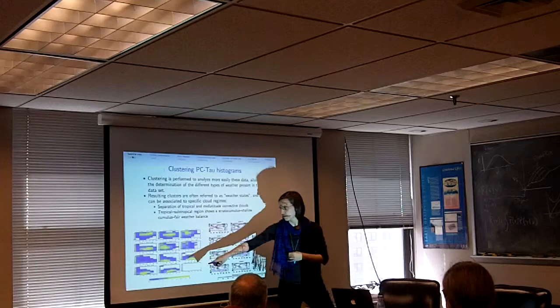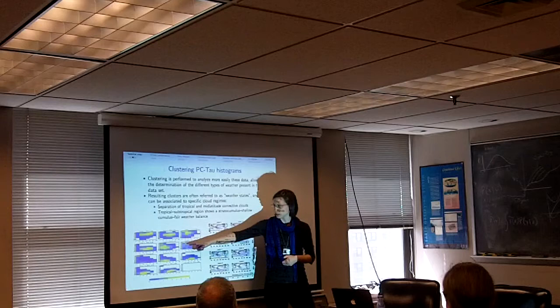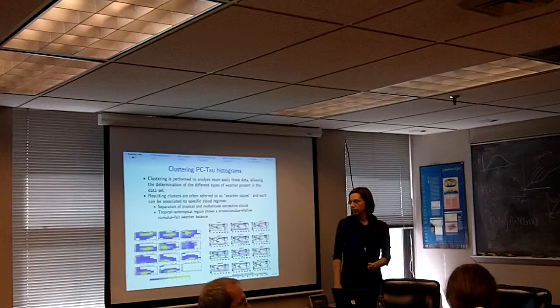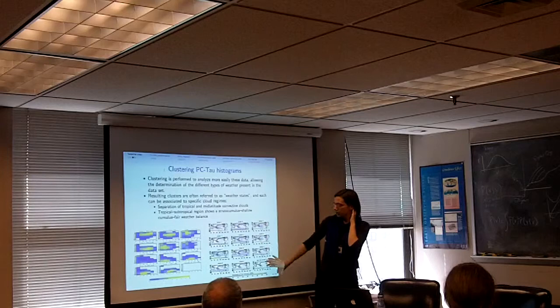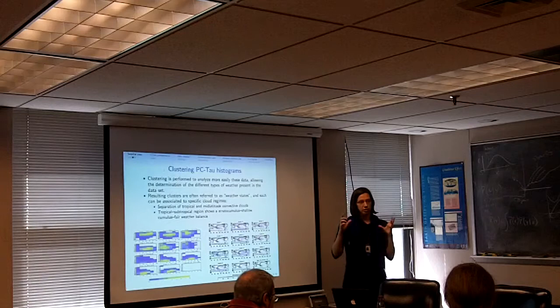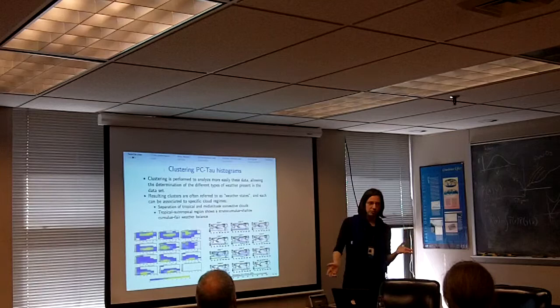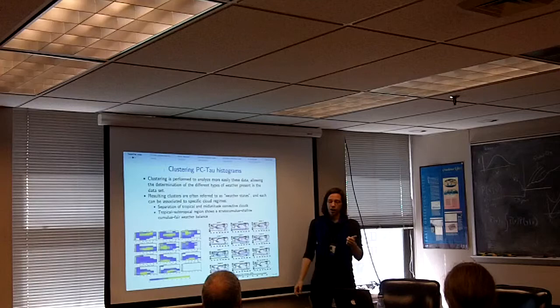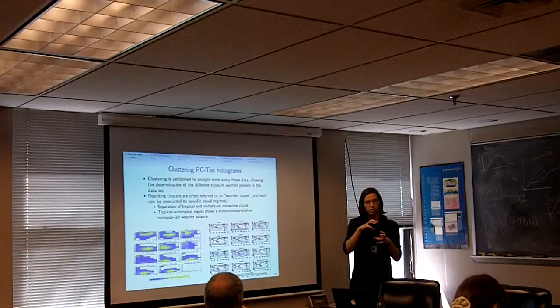So these are cloud top pressure versus optical depth histograms, with the pressure decreasing here and the optical depth increasing in the horizontal. They found clusters that are independent and really different, plus a state where the whole grid box is completely clear. So in total you have 12 states. And this is where they occur. You can see they really are different and they occur in different regions.